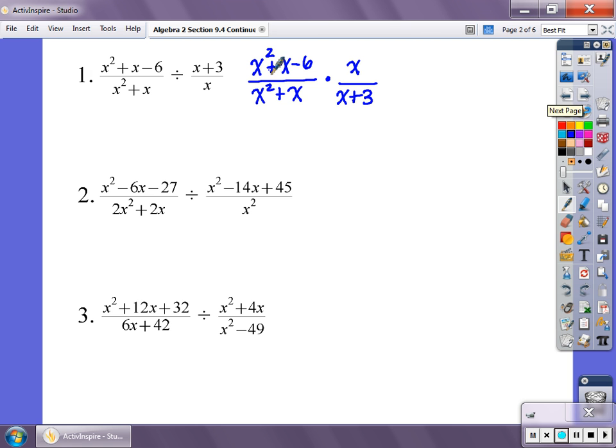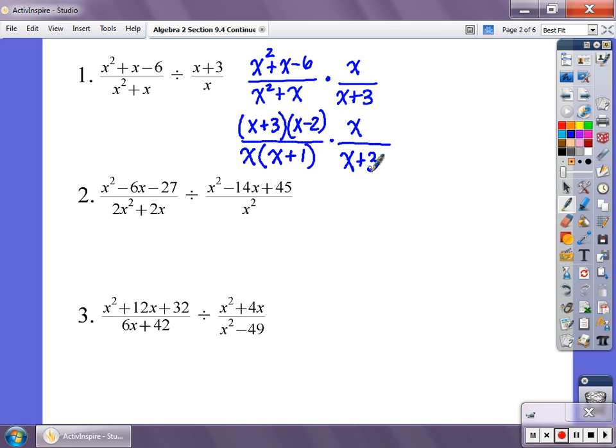Factor everything you can. X squared plus x minus 6 factors into x plus 3 times x minus 2. X squared plus x has a greatest common factor of x. X plus 1 will be left over when you undistribute. This does not factor, and nor does that down here. Now we cross out what's the same on top and bottom. We have an x plus 3 and an x plus 3, and then this x and this x. And so you're left with x minus 2 over x plus 1.